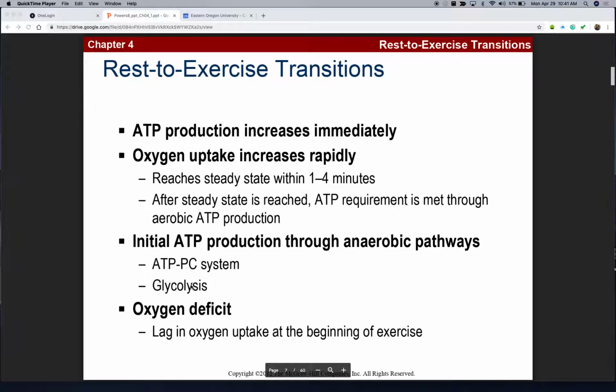Okay? That's why if you were truly going all out, the longer you go, the slower your pace gets until you're at a steady state pace. Does that make sense? Okay. So at steady state, you can produce more power? No, at steady state, you can produce lesser power for a longer period.